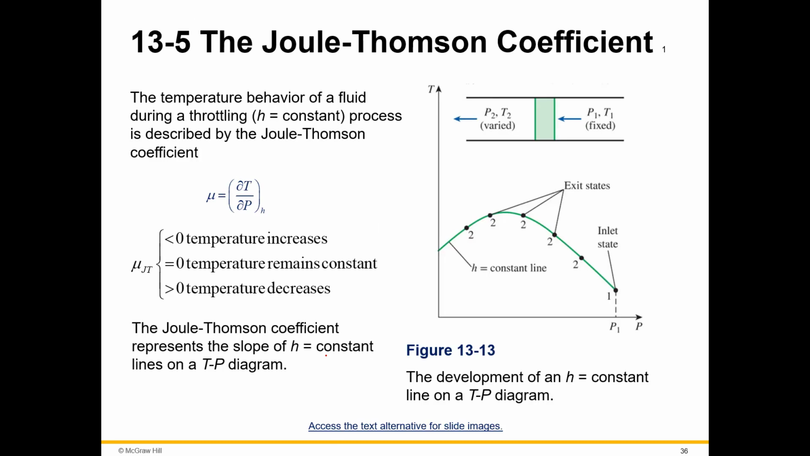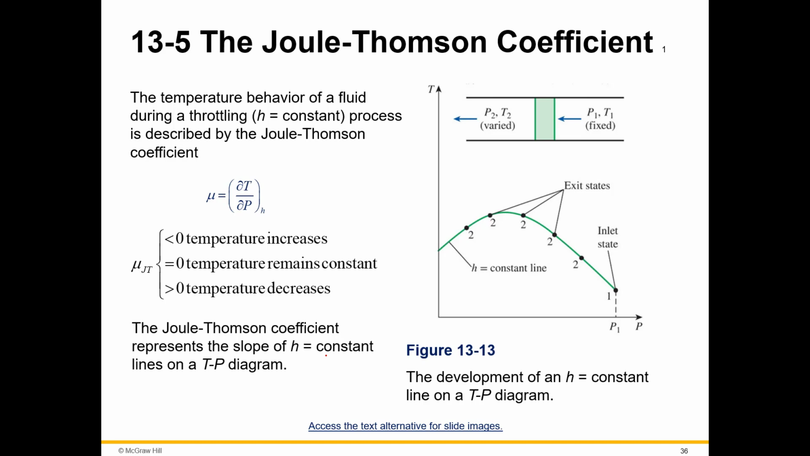The temperature behavior of a fluid through a throttling process, so H equals constant, is described by the Joule-Thomson coefficient, and that's that coefficient there. And when we start talking about that coefficient, less than 0, the temperature rises. Equal to 0, the temperature remains constant. And then greater than 0, the temperature decreases.